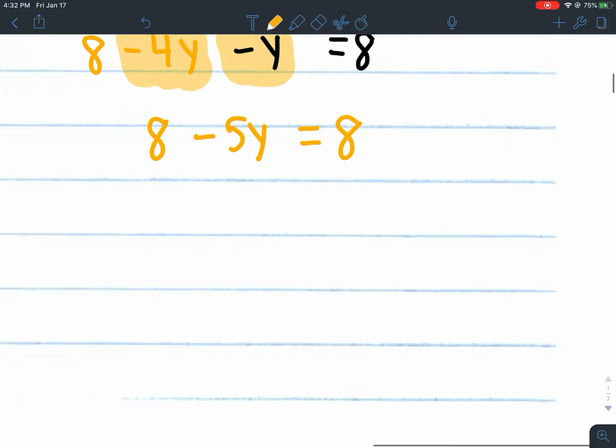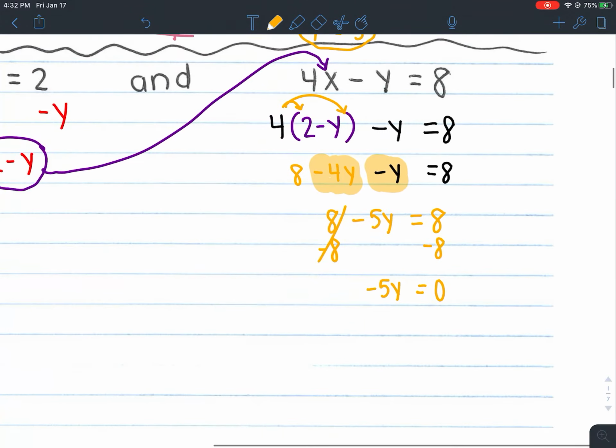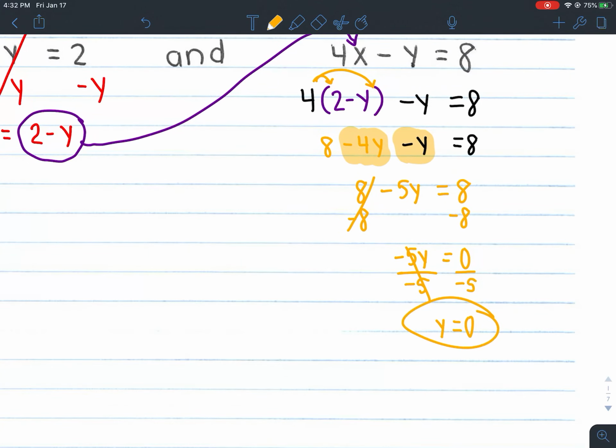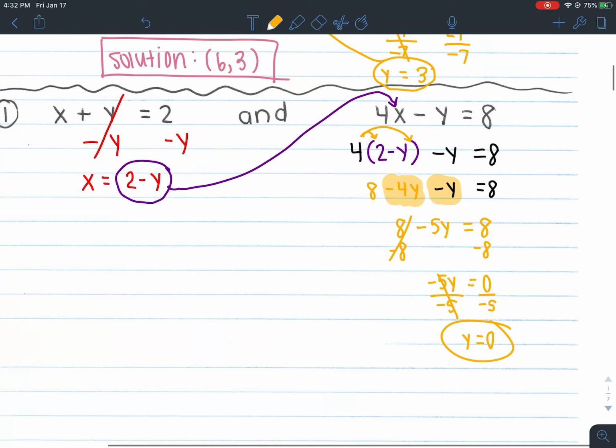My next step here is I'm going to subtract 8 on both sides. So I have negative 5y equals 0. I'll divide both sides by negative 5, and y equals 0. Now this isn't my answer, right? It's not my solution, but it's part of it.